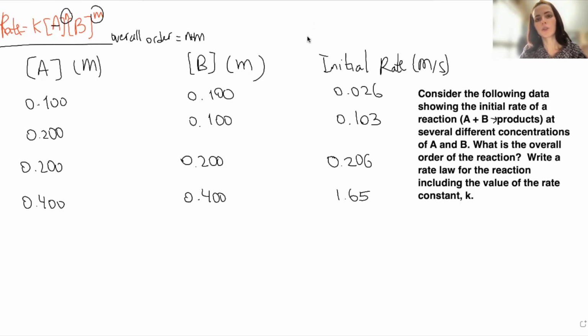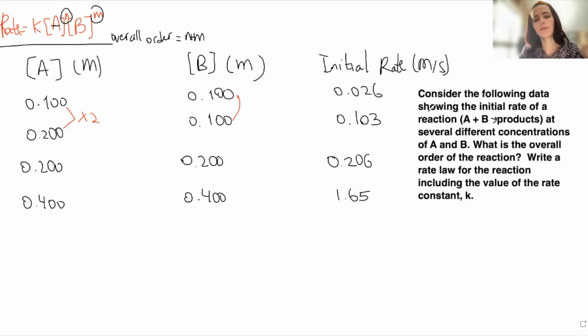So like I was telling you before in class, what we need to do, we need to find some point where one of the reactants is constant and the other reactant changes. So here, this one is constant, right? It doesn't change. And here we change by a factor of 2, right? We go from 0.1 to 0.2. To find how much something changes, just divide the final measurement by the initial measurement. So 0.2 divided by 0.1 is 2.